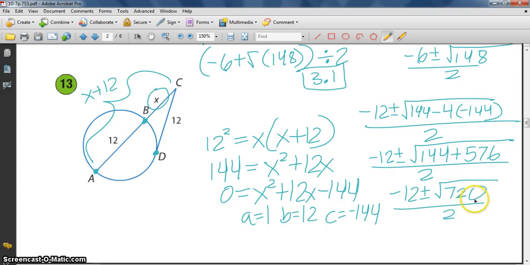Okay, once again, we only want the positive answer, so on our calculator we just need to take negative 12 plus the square root of 720, all of that divided by 2, which is approximately 7.4.